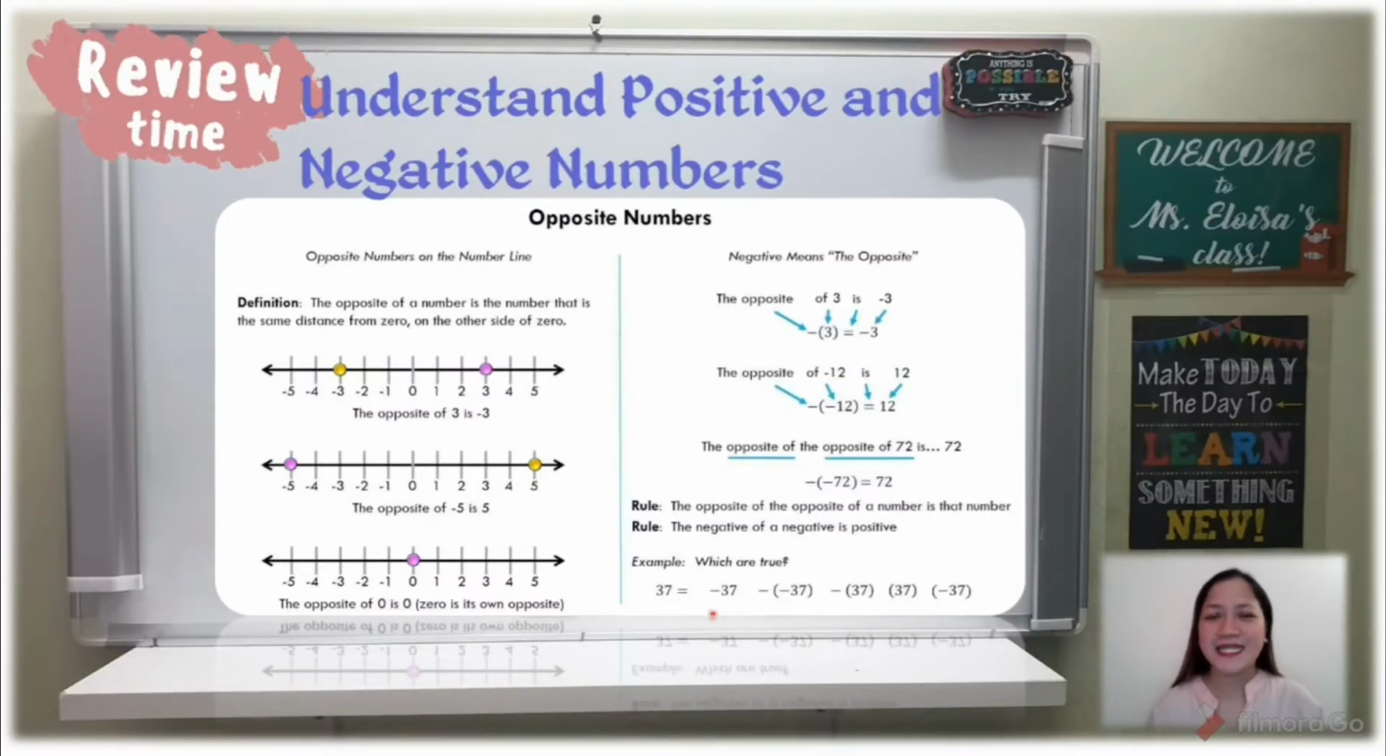Last time, we had the topic, understand positive and negative numbers. And we used number line to learn about opposites. And we learned that negative numbers are to the left of zero, while positive numbers are to the right of zero. So it is important that you know where you can find them because you will use that also for today's lesson.